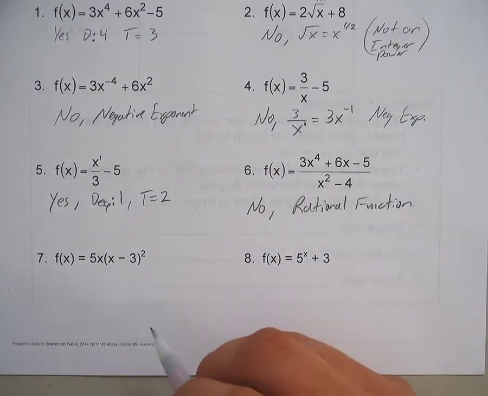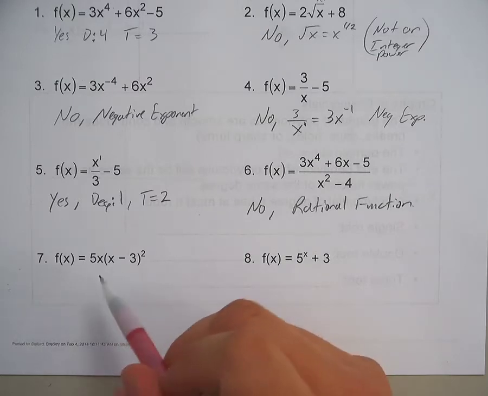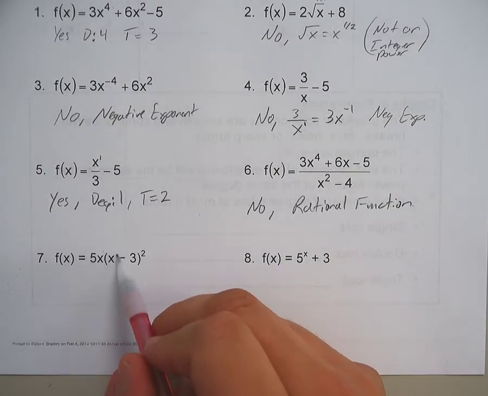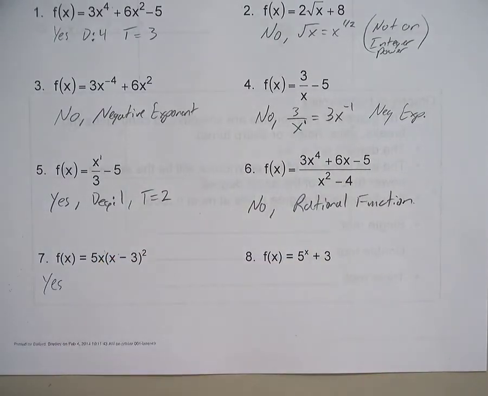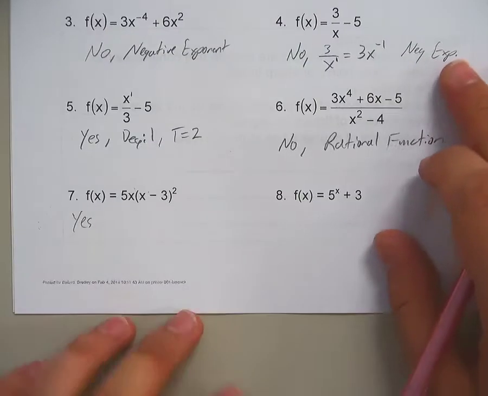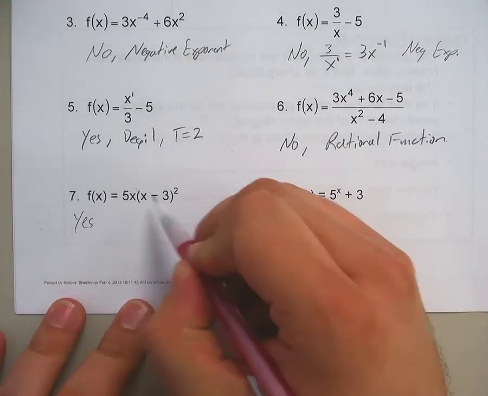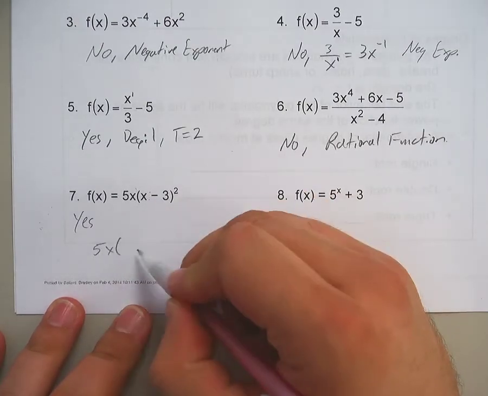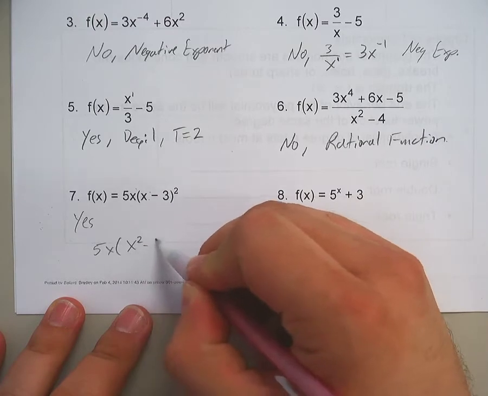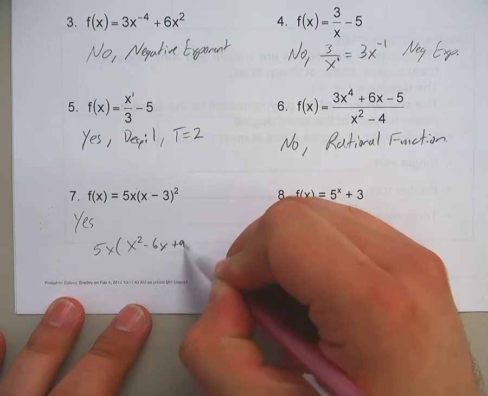This one down here, now this one's actually pretty interesting. I've got all positive numbers on my exponents. So is it a polynomial? Yes. And the question is, how many terms are you going to have? Now, let's actually figure out what this is going to be. So we have 5x times x minus 3 squared, which is x squared minus 6x plus 9, if you FOIL it out.